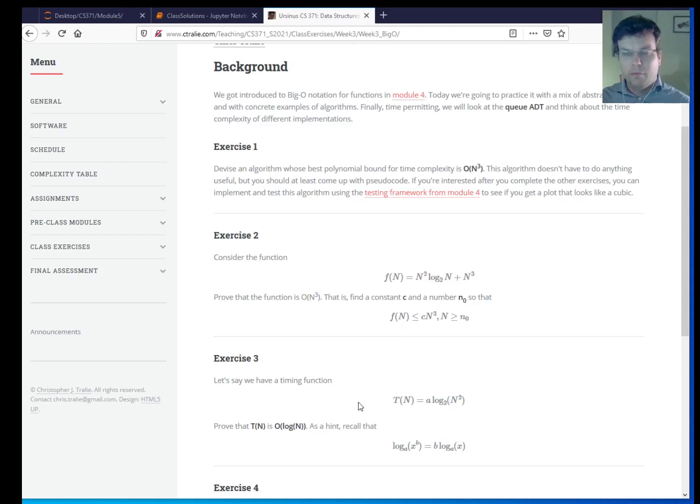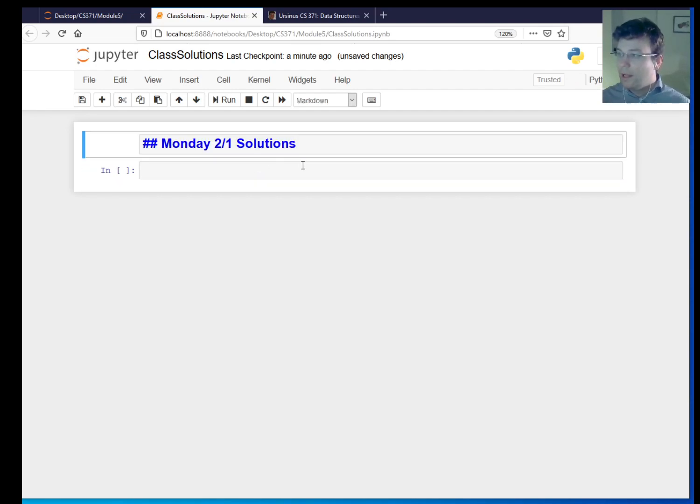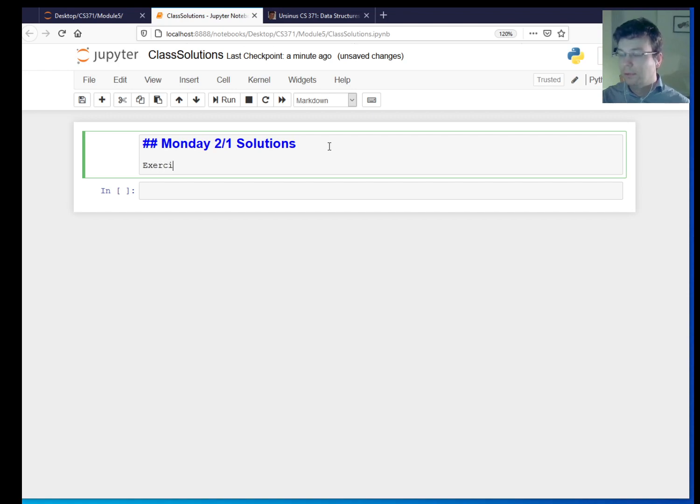Okay, before we get into any new content, I'd like to go over the answers to the class exercises from today. So, as we talked about, if you're trying to design an algorithm that's n cubed, a surefire way to do it is to put a loop within a loop within a loop. Okay, so just to show you, exercise 1, an algorithm that is O n cubed would be the following.